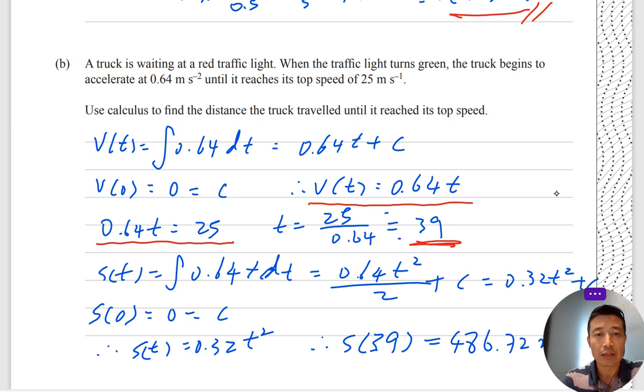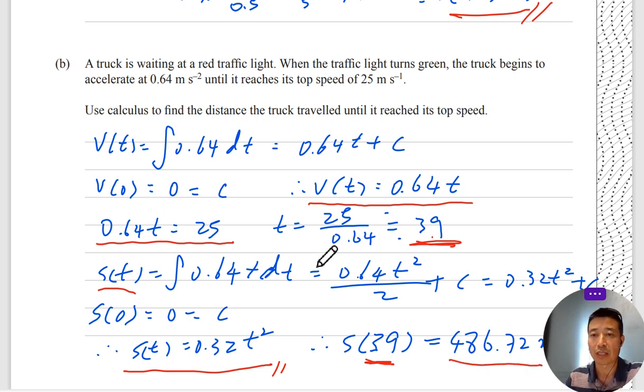So then I carry on to find the s of t, and I integrate the velocity function, and still you get c, right? However, again, the reference point when time is 0 is 0. So c must be 0. And finally, I got this displacement function. And then I plug in 39 seconds, right? To find the distance of 486.72 meters.